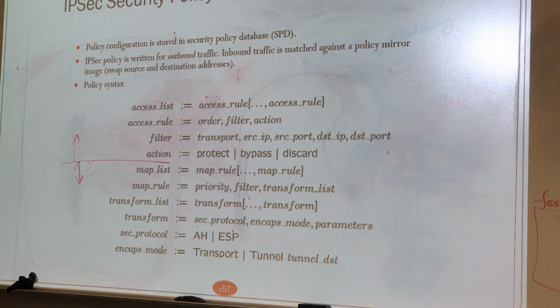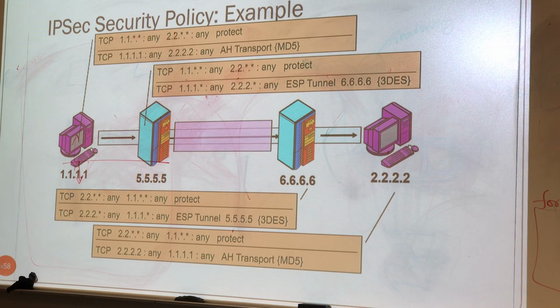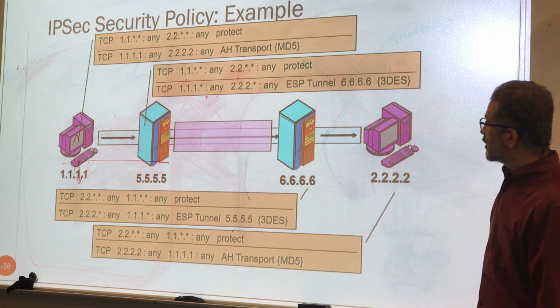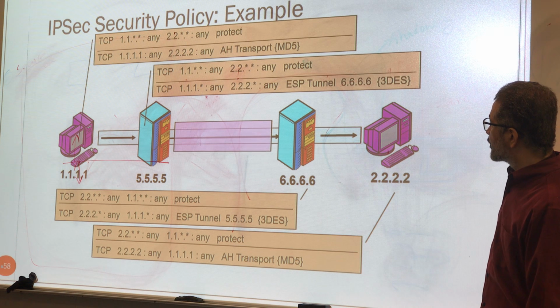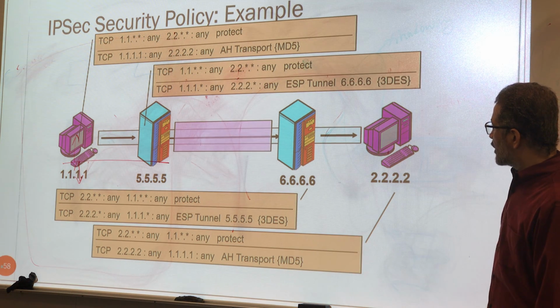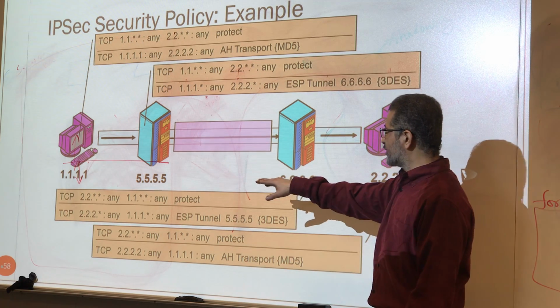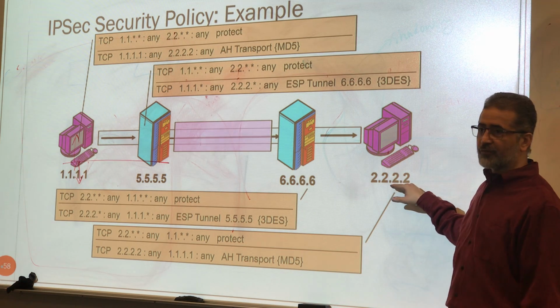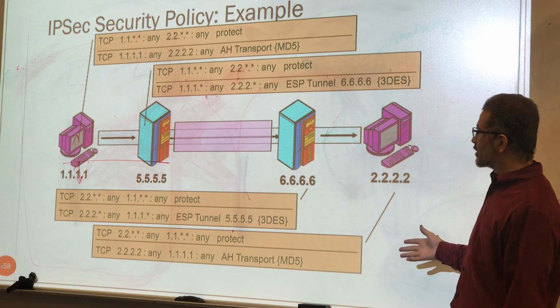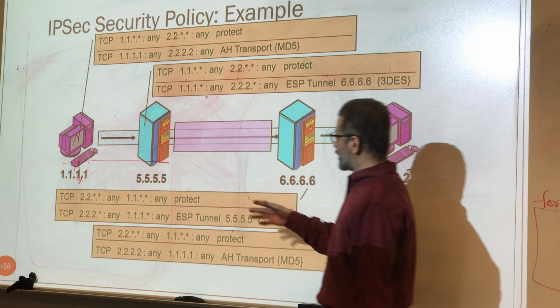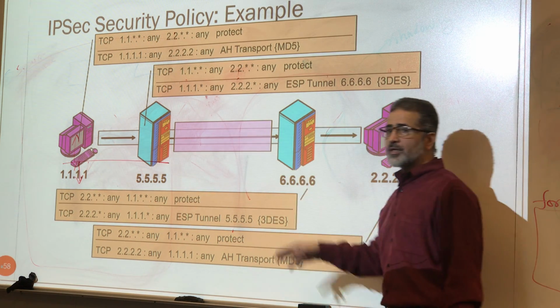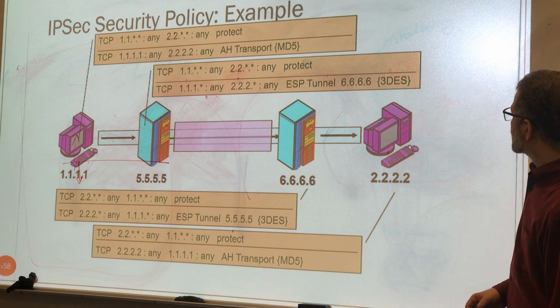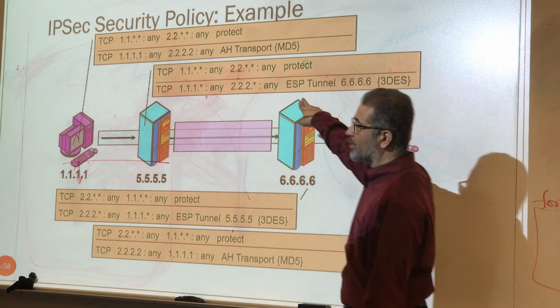Let's look at an example, because you have one homework, so access list and map list. The example makes it very clear. So here is a very nice example because it shows you both transport and tunnel mode. There's a gateway here. The 555 and 666 are gateways, and you have a client 111 and server 222. And you want to write a policy that allows these gateways to ESP-encrypt traffic.